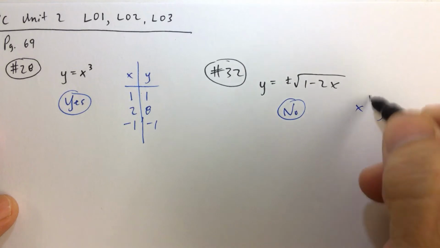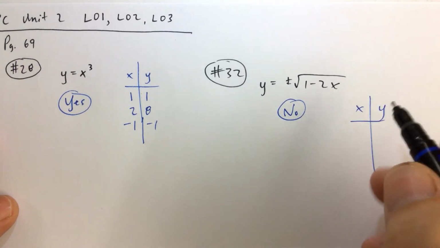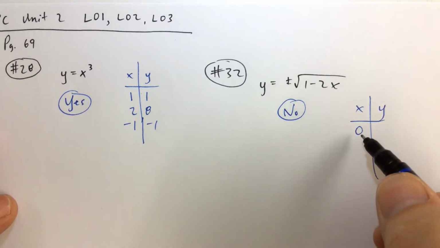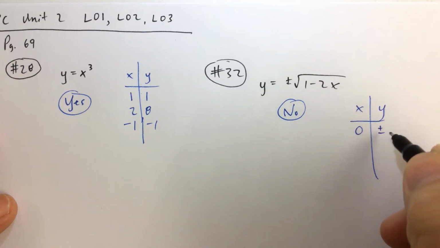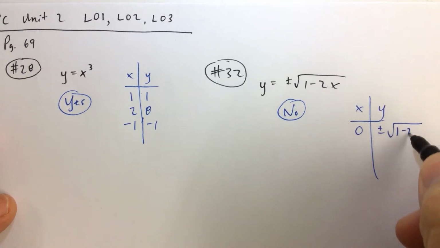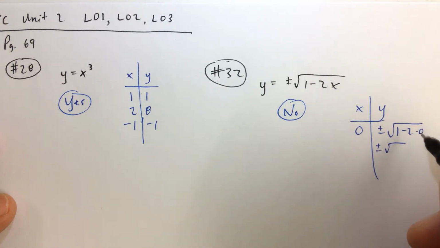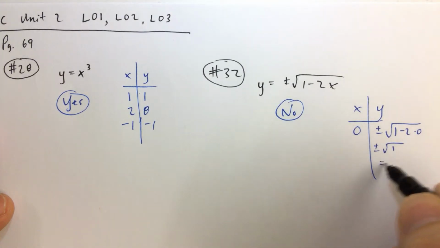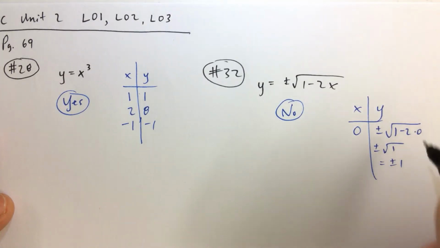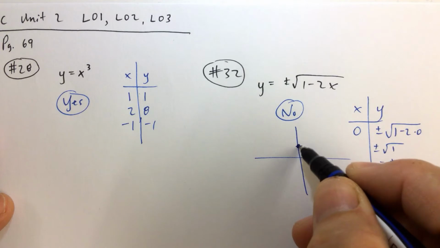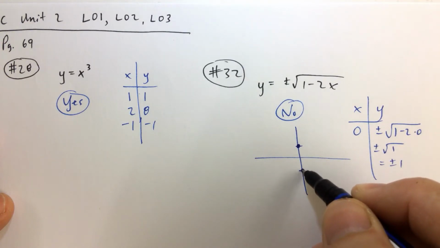If we choose a value for x, let's say 0, the easiest one, we get plus or minus the square root of 1 minus 2 times 0. 2 times 0 is 0, so that's 1 minus 0, which is 1. So we get plus or minus 1. In other words, when you put a 0 in, you get not just positive 1, but also -1 out. Graphically, when you plug a 0 in, you get a 1 out, and you also get a -1 out.